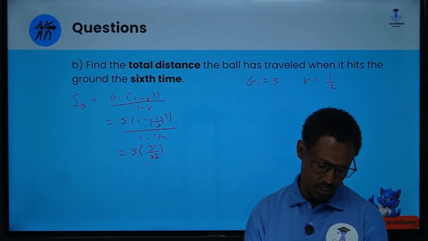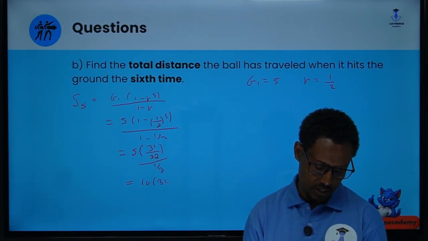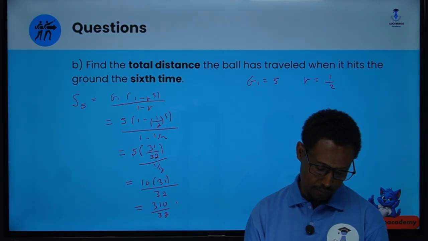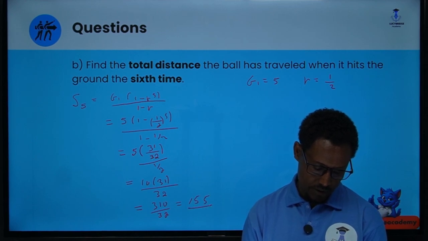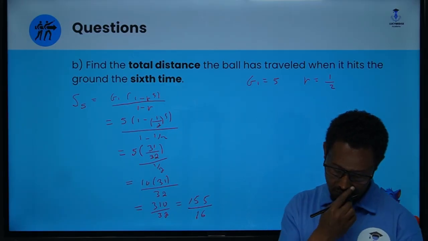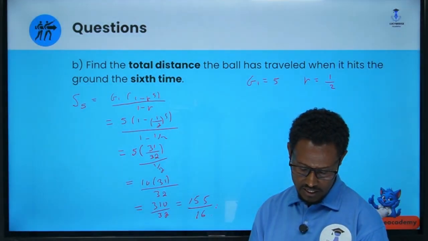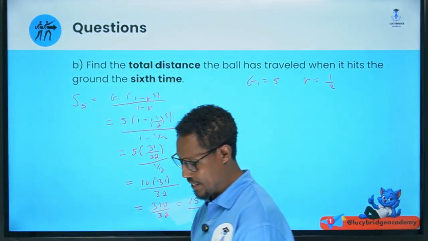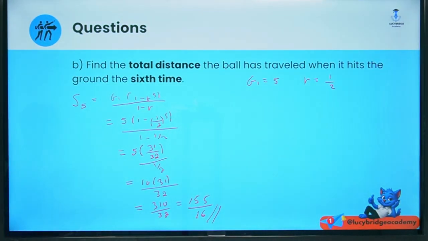Over 1 over 2, which means 10 times 31 over 32, which is equal to 310 over 32. Or you can simplify this one: 155 over 16. This is the total distance covered by the ball when it hits the ground the sixth time.